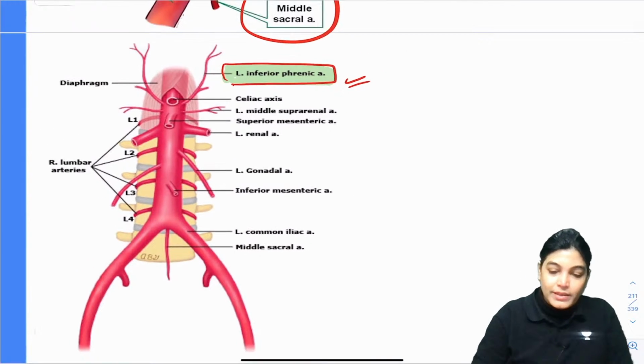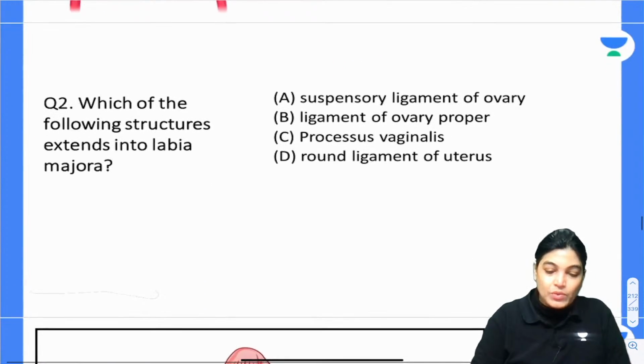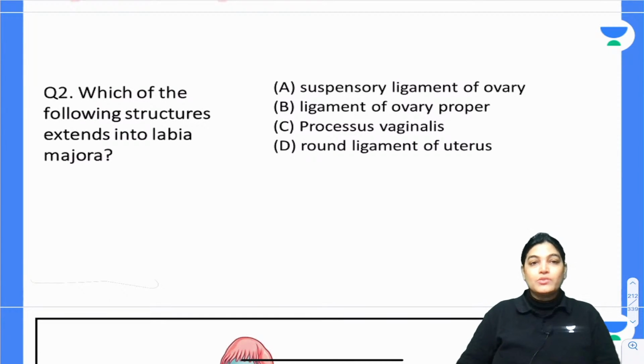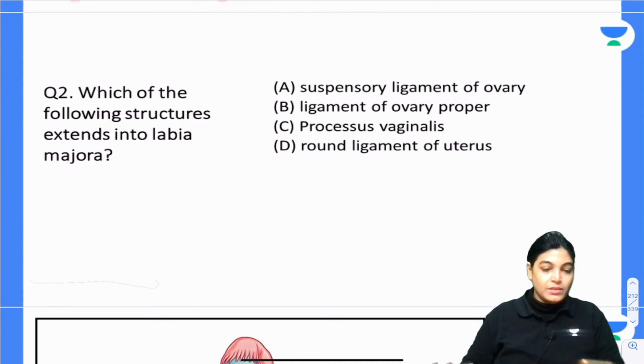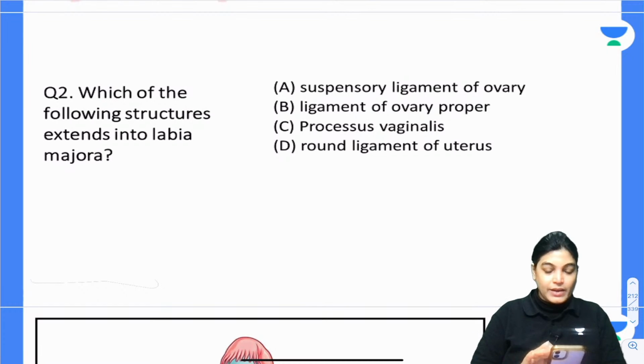Done with this, now let's move on to the second MCQ. Which of the following structures extends into labia majora? Suspensory ligament of ovary, ligament of ovary proper, processus vaginalis, round ligament of uterus. Anyone who wants to give the answer can reply here.